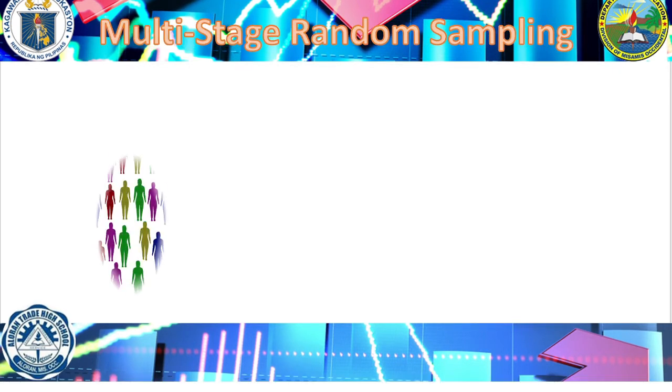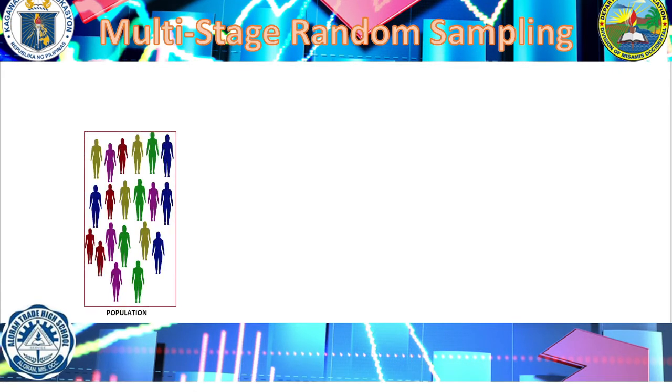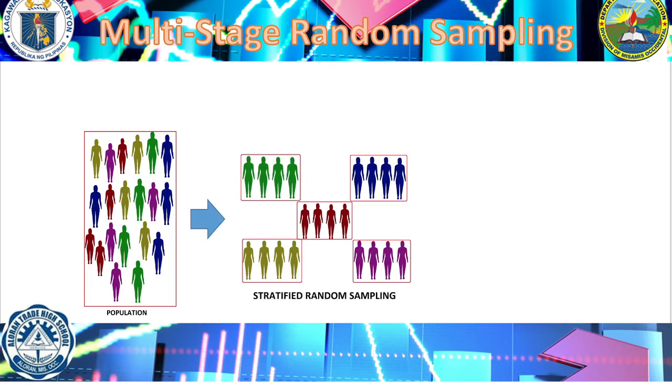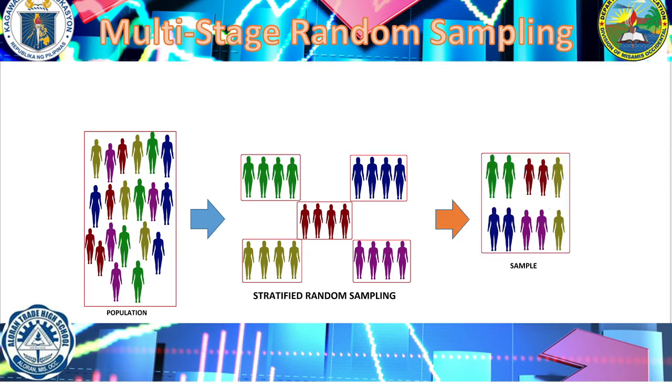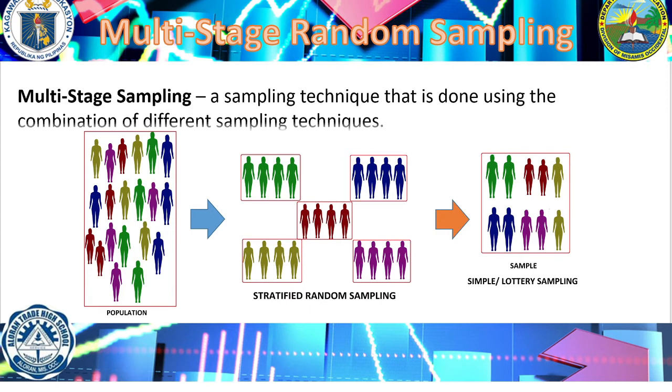Next is the multi-stage random sampling. So suppose we have here a population and we use a stratified random sampling in order to group the heterogeneously grouped population. So in order to classify, we group them using the stratified random sampling. From the stratified random sampling, we choose the sample by drawing lots or the simple random sampling. This is a multi-stage random sampling technique, a sampling technique that is done using a combination of different sampling techniques.